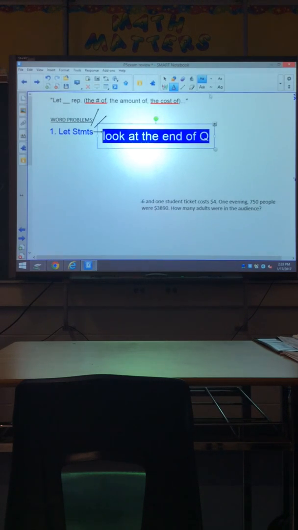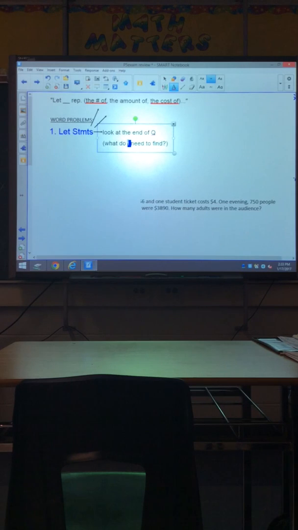When you're figuring out your let statements, remember that you need to use let statements for what you want to find, whatever you don't know. So ask yourself, what do I need to find? Once you figure out what you're trying to solve for, that's what your let statements are going to represent.